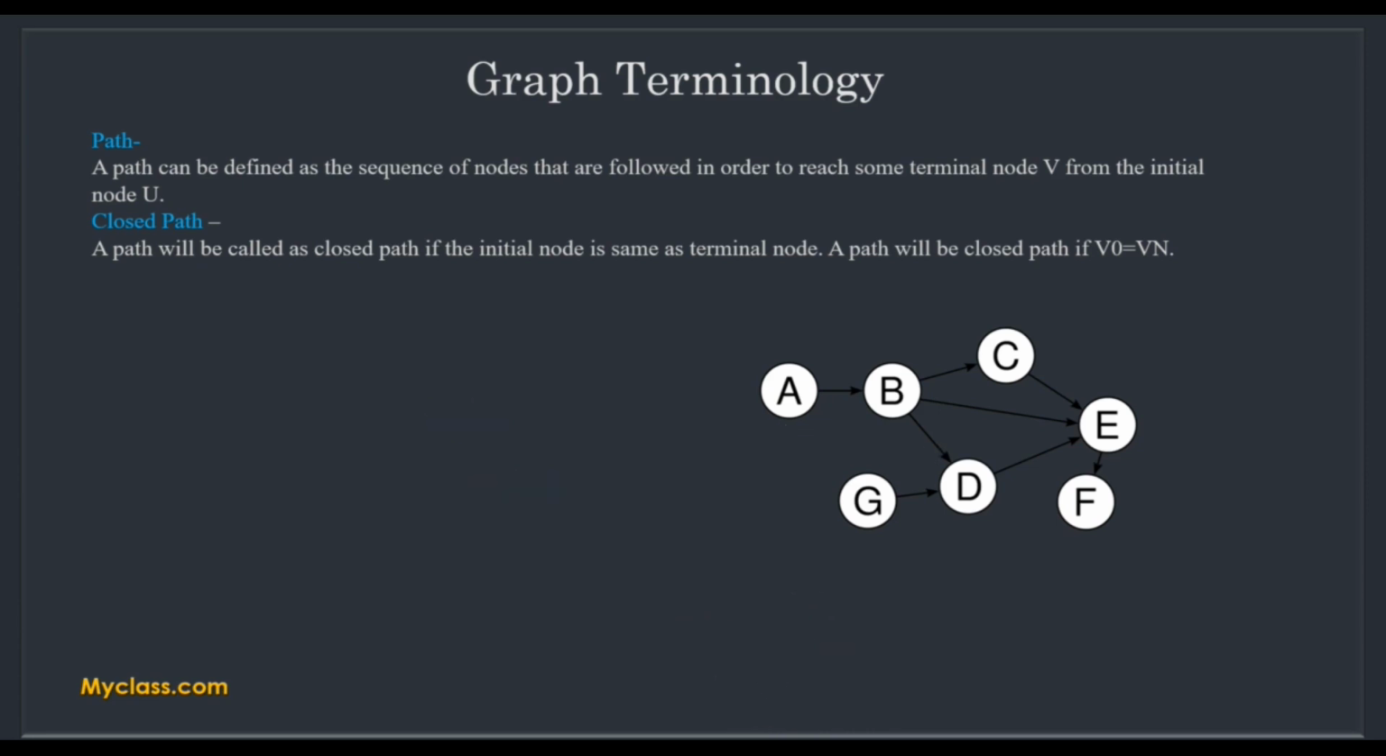Okay, so what is a closed path? A path will be called a closed path if the initial node is the same as the terminal node. Let's assume that the arrow is like this. Note here, the arrow is like this. So we can travel from B to B through this path: B, C, E to B. Such a path we can call a closed path. In this, the initial node and the terminal node are the same.